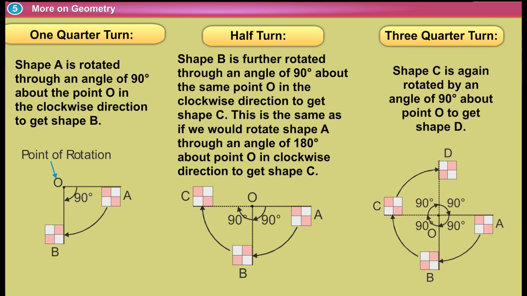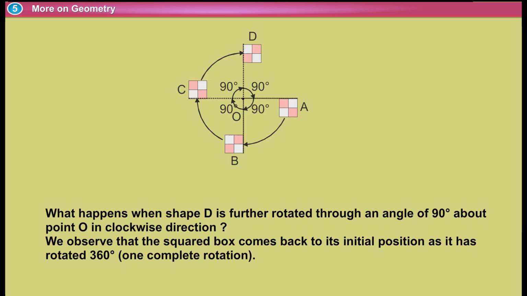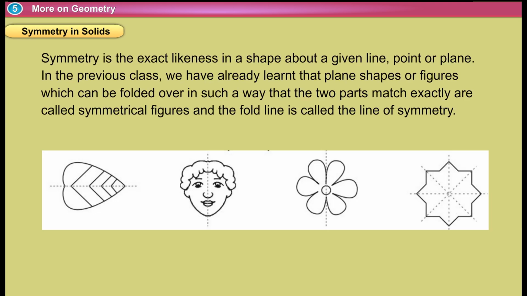3/4 turn. Shape C is again rotated by an angle of 90 degrees about point O to get shape D. What happens when shape D is further rotated through an angle of 90 degrees about point O in clockwise direction? We observe that the squared box comes back to its initial position as it has rotated 360 degrees, one complete rotation.